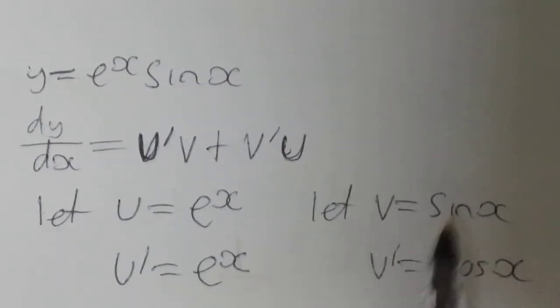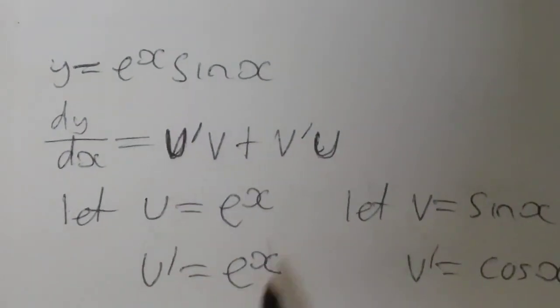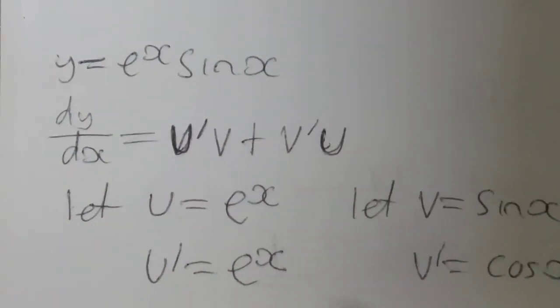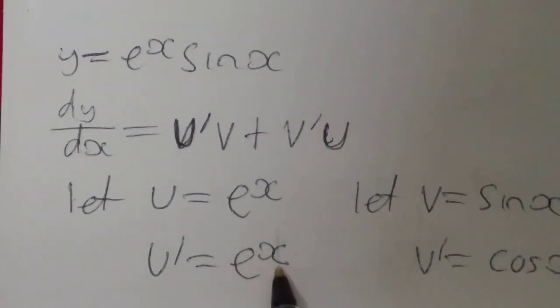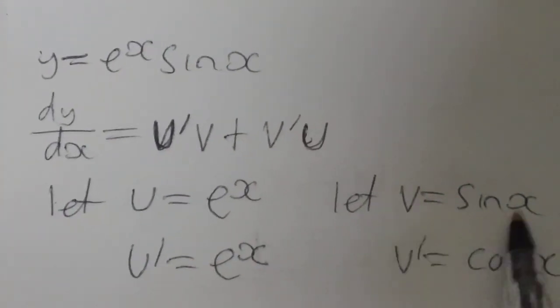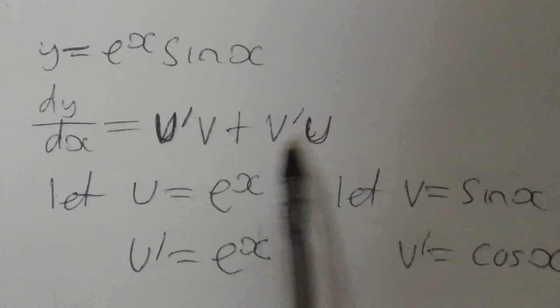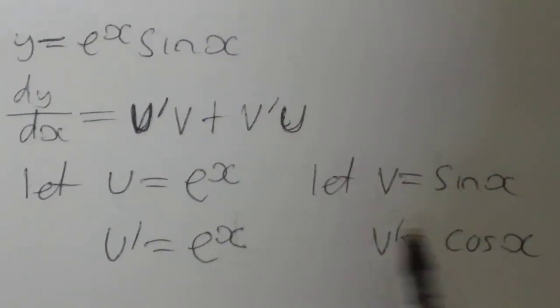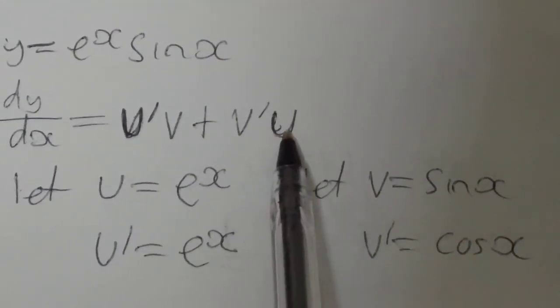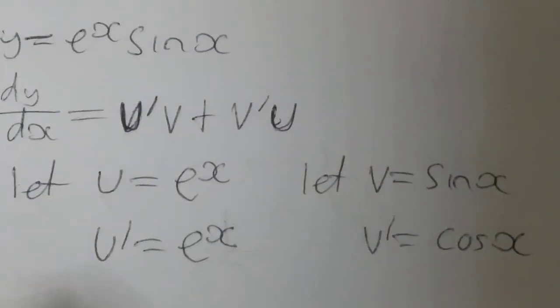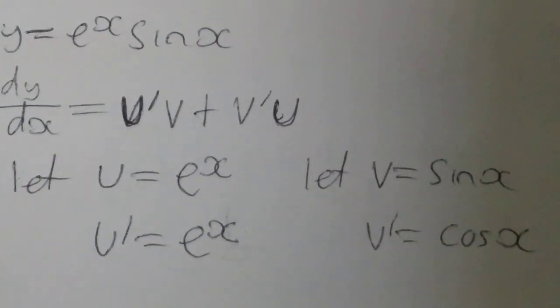Then you just put this into the formula. So u prime, which is e^x, multiplied by v, it will be e^x sine x. Then plus v prime. What's v prime? v prime is cos x multiplied by u, which is e^x. You have found your answer. Then let's go to part B.